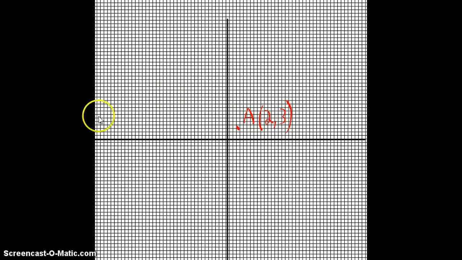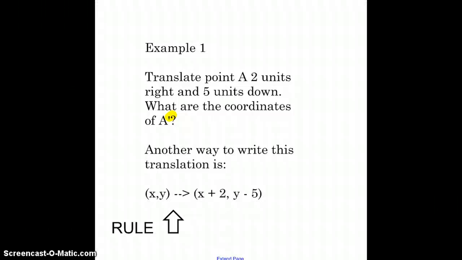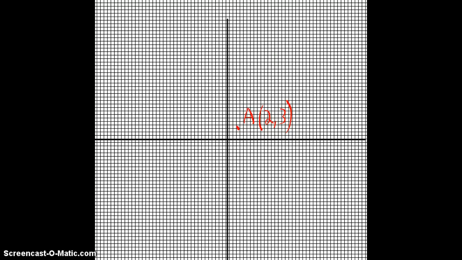Now here's our graph, so let's take a look. Here's point A, 2, 3. And again, they want us to move it right 2, down 5. So I have to go right 2, so 1, 2, then down 5: 1, 2, 3, 4, 5. It's tough for me to do here on this grid, these small lines. Anyway, our new point would be 4, negative 2.